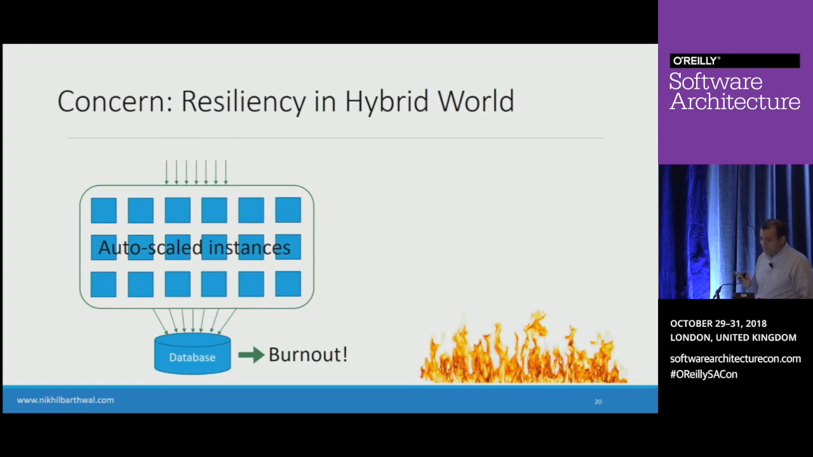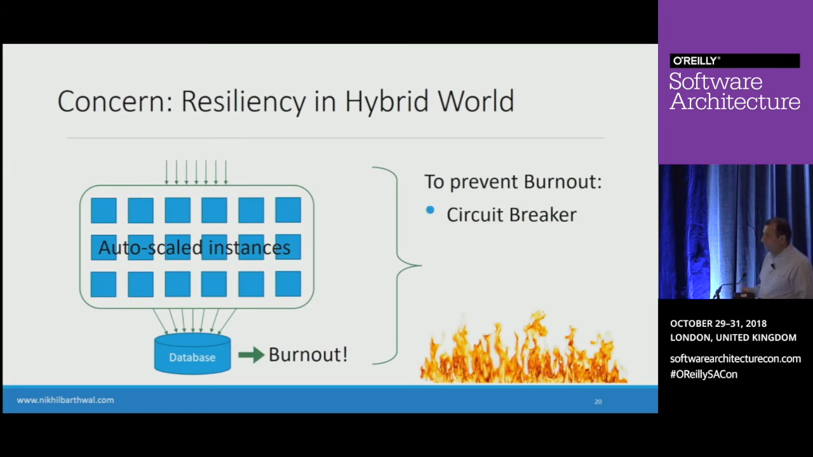So that's a concern, and there are ways in which you want to address those concerns. One common way to prevent burnout is to use a circuit breaker. The concept of circuit breaker exists in microservices also. The concept of circuit breakers is actually pretty common. It probably exists in this room also. You have a circuit breaker. When the load increases above a certain threshold, you chop off, you break the connection. So that's a circuit breaker. You obviously have connection pooling, right?